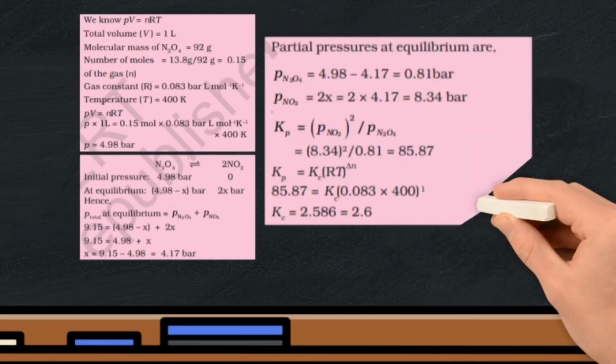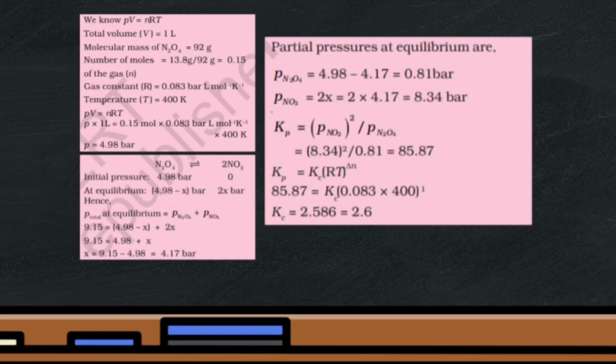Gas constant R is 0.083 bar liter mole inverse K inverse. If all other values are in SI units, we can use the value of R as 8.314 joule Kelvin inverse mole inverse. But here we will use the value of R as 0.083 bar liter mole inverse Kelvin inverse. And the temperature is given as 400 Kelvin. Let's substitute all these values in the equation PV is equal to nRT. And solving, we will get the answer of P as 4.98 bar. This is the value of pressure.